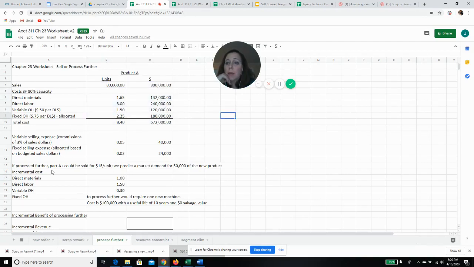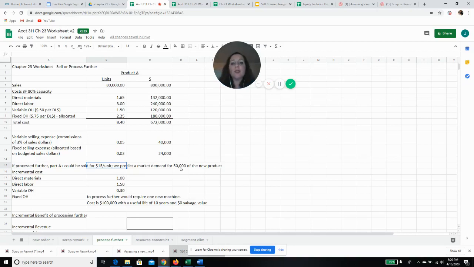Or maybe product A could be sold for $15 a unit if we add some sort of cutesy little coronavirus, strong together, I saw quarantine, whatever, we're going to add to it, and one can sell them for 15 bucks. All right. So we need to decide if we want to do that or not. We expect that we have a market demand for 50,000 of the new product.